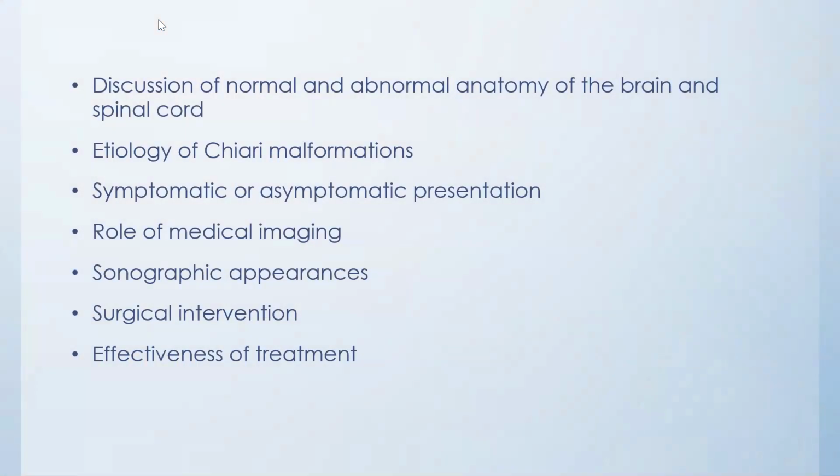In conclusion, the topic of Chiari malformations has been extensively discussed along with an overall view of the normal and abnormal anatomy of the brain and spinal cord, etiology of Chiari malformations, the symptoms which the patient may or may not present, the role of medical imaging such as ultrasound, and the appearance of pathological findings using ultrasound. It is a rare pathology of the central nervous system, which in turn needs surgical intervention in symptomatic patients to relieve their suffering and preserve the function and quality of their lives. The most effective measure of treatment is early onset diagnosis.